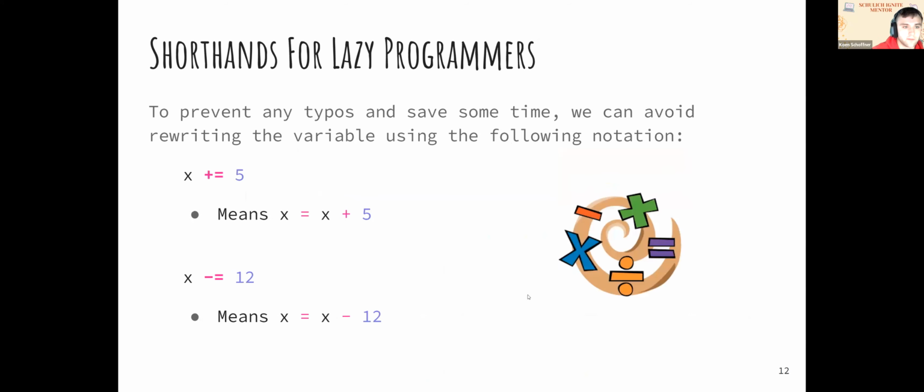We also have shorthand in Python for updating values. So we can do something like this. If we say x plus equals 5, what we're really saying is x is equal to x plus 5. So take the current value of x, add 5, set it to x. We can also do that with minus, and then we can also do it with the star for multiplication as well.